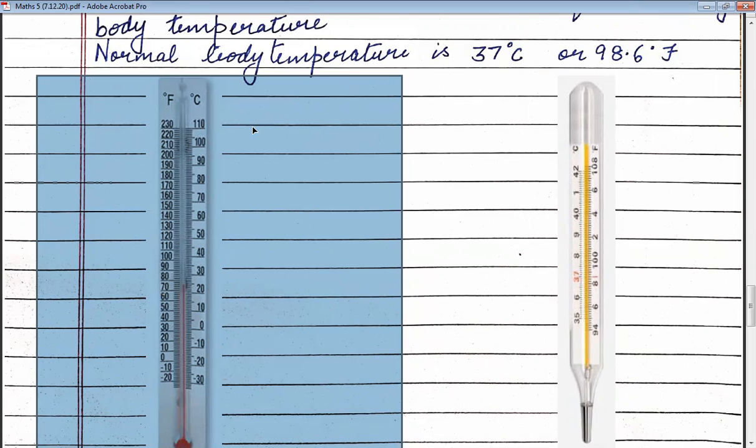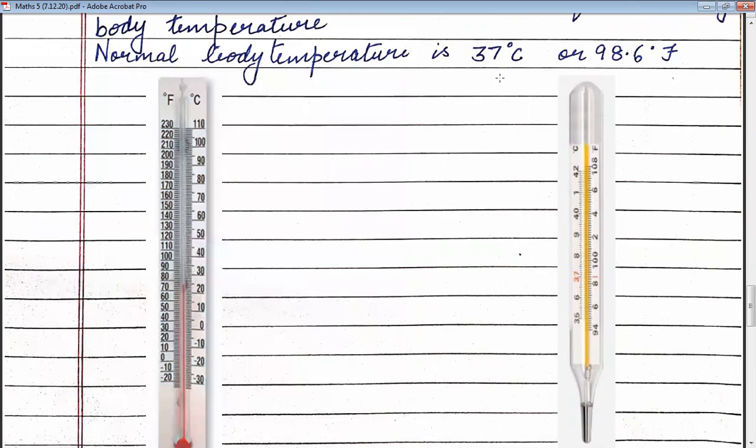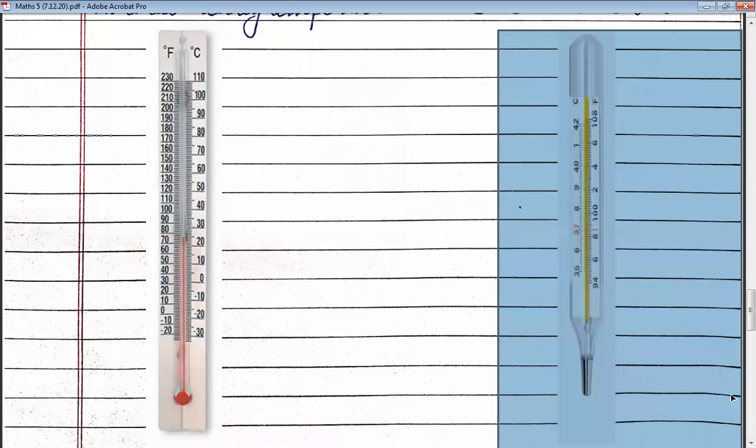Students, let's have a look at the clinical thermometer. The clinical thermometer range is very small, around 35 degrees Celsius to 42 degrees Celsius, and sometimes 34 degrees Celsius to 42 degrees Celsius. And in Fahrenheit, it is 94 degrees Fahrenheit to 108 degrees Fahrenheit. Is it clear, students?